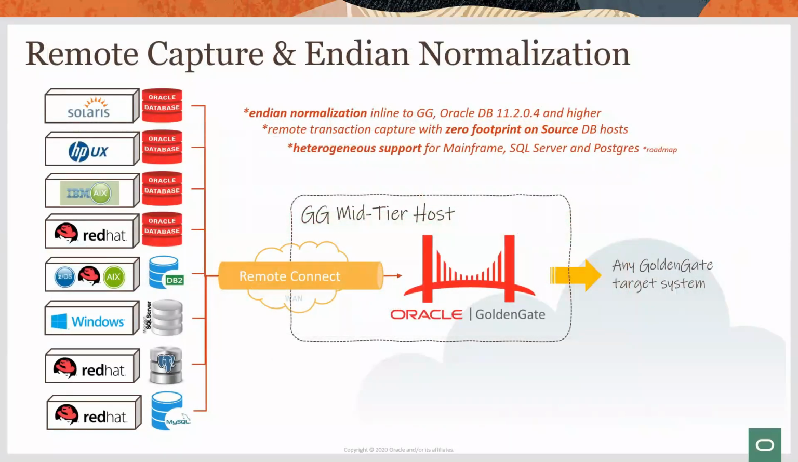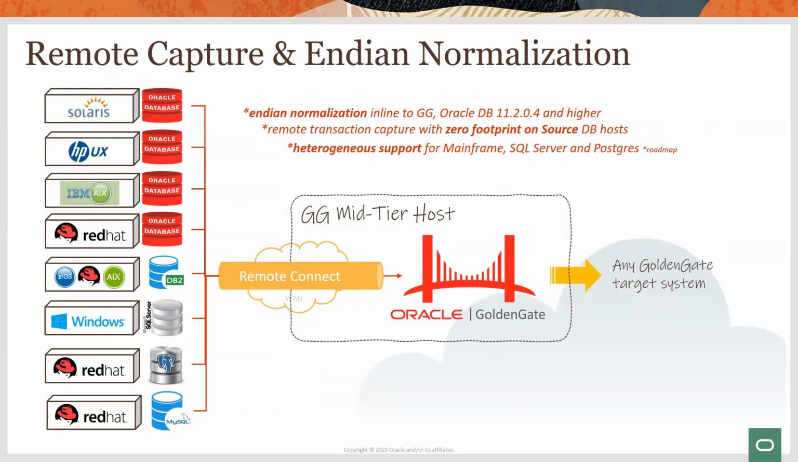I mentioned already that we've done the Endian normalization. GoldenGate can be fully deployed on a mid-tier host. You can capture from Oracle Database on Solaris, HPUX, IBM AIX, or Red Hat Linux, any of the other flavors of Linux that the database supports. And all of the Endian normalization occurs in the mid-tier, so nothing has to be installed on any of the databases.